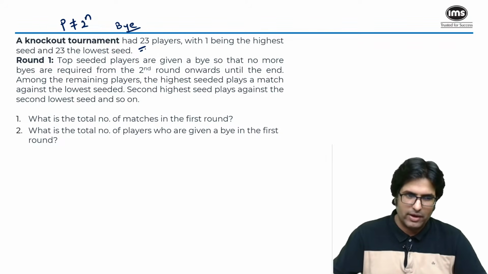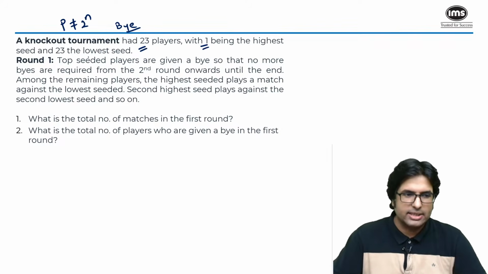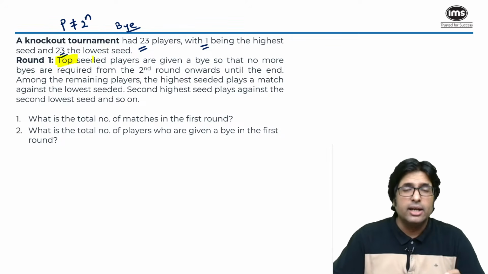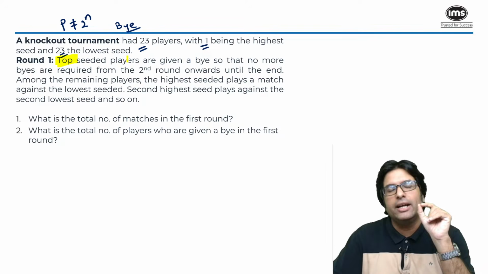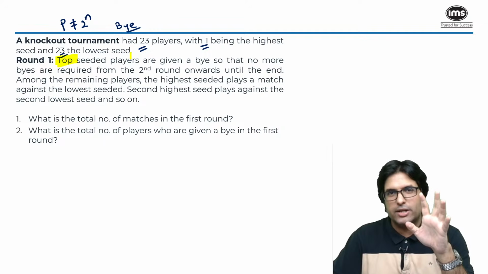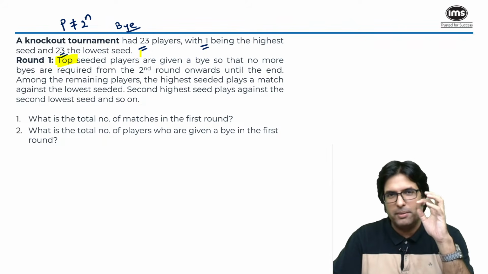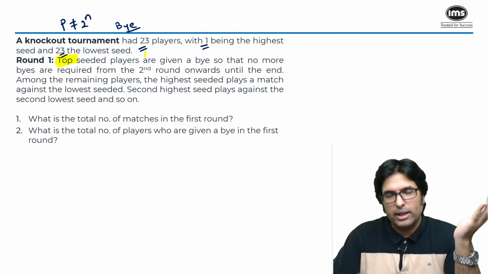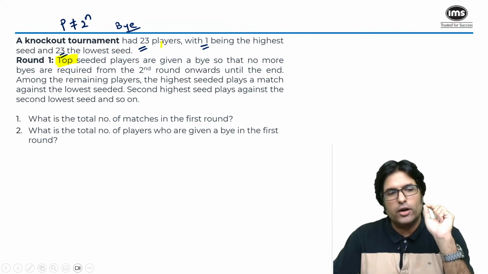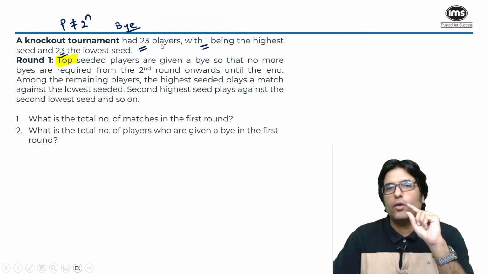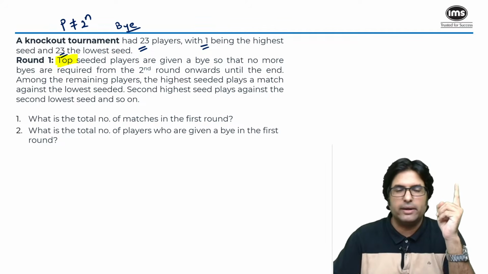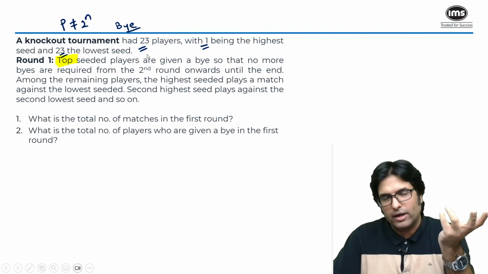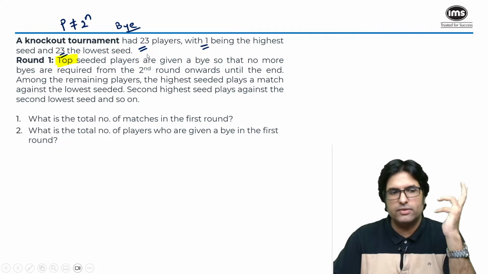Let's take a simple example. Suppose we have 23 players, 1 being the highest seed and 23 being the lowest seed. They are saying in round 1, and this is the standard condition that we get. This is slightly different from what you typically get in the 12th standard CBSE physical education paper. So just a word of caution, what we get for CAT and what has historically appeared in CAT, the condition for byes is slightly different from what you might have studied in the physical education paper. This is slightly more different and slightly more difficult than what you see in your 12th board's physical education paper.